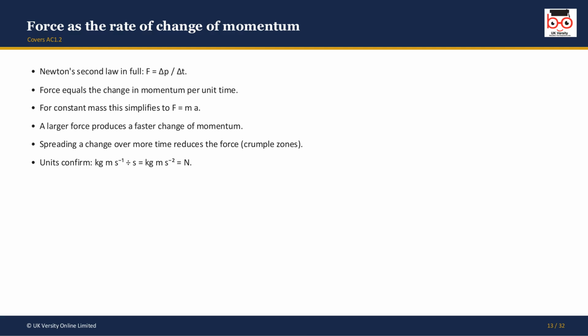A bigger force changes momentum faster, and turning that round, spreading a given change over more time, reduces the force, which is precisely how crumple zones protect you in a crash. The units check out too. Kilogram meters per second, divided by seconds, gives newtons.